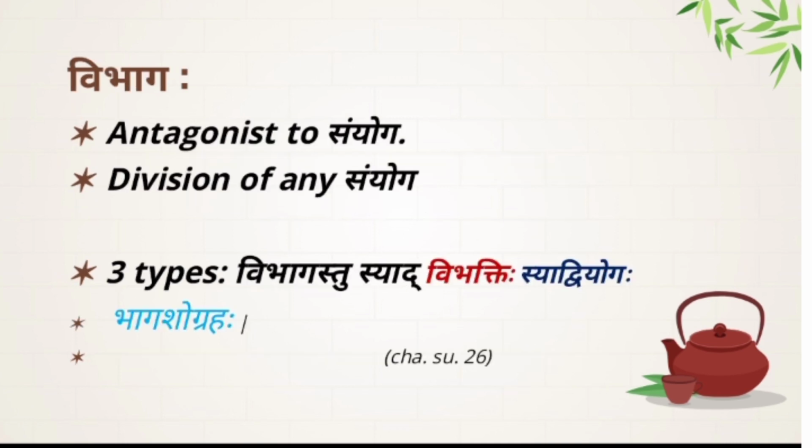Vibhaga, antagonist to the samyoga. Division of any samyoga is nothing but the vibhaga. 3 types are there. Vibhagastu syat vibhakti, syat viyoga, and bhagashograha are the 3 types of vibhagas.